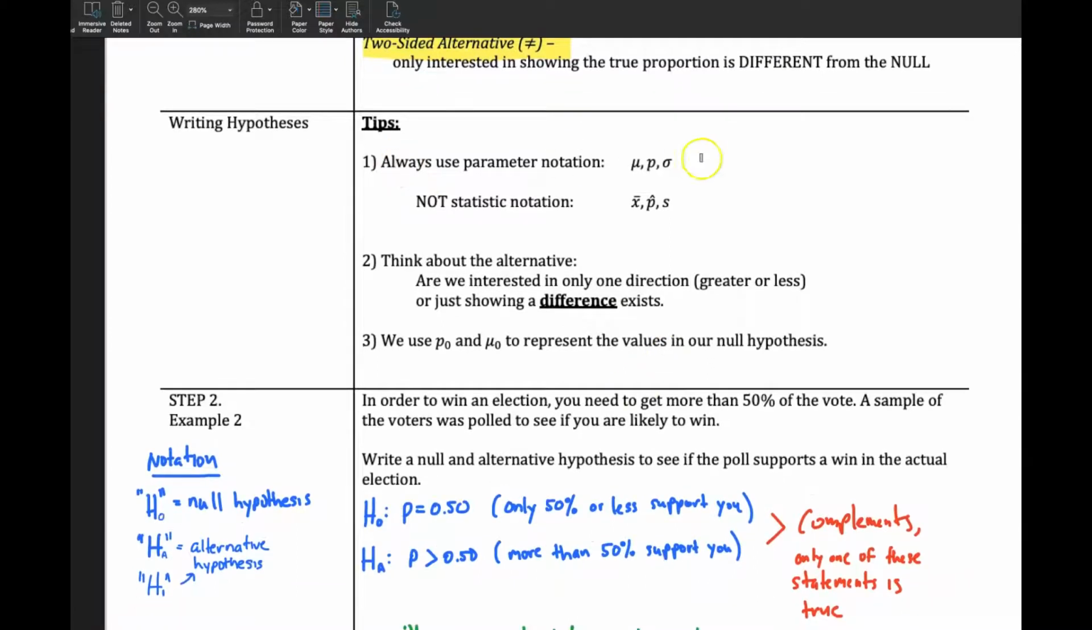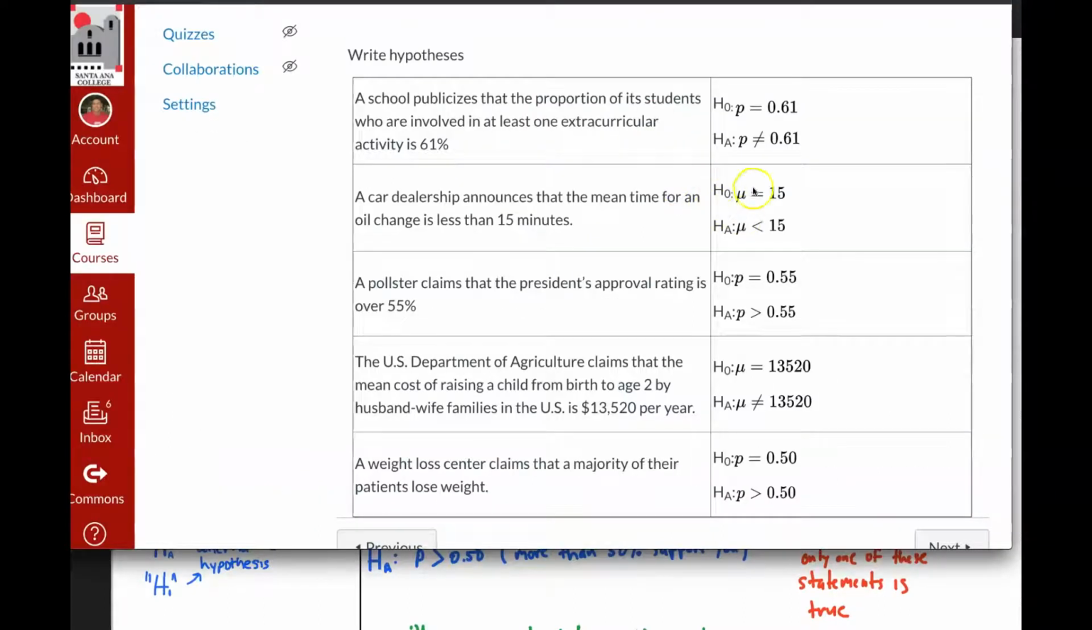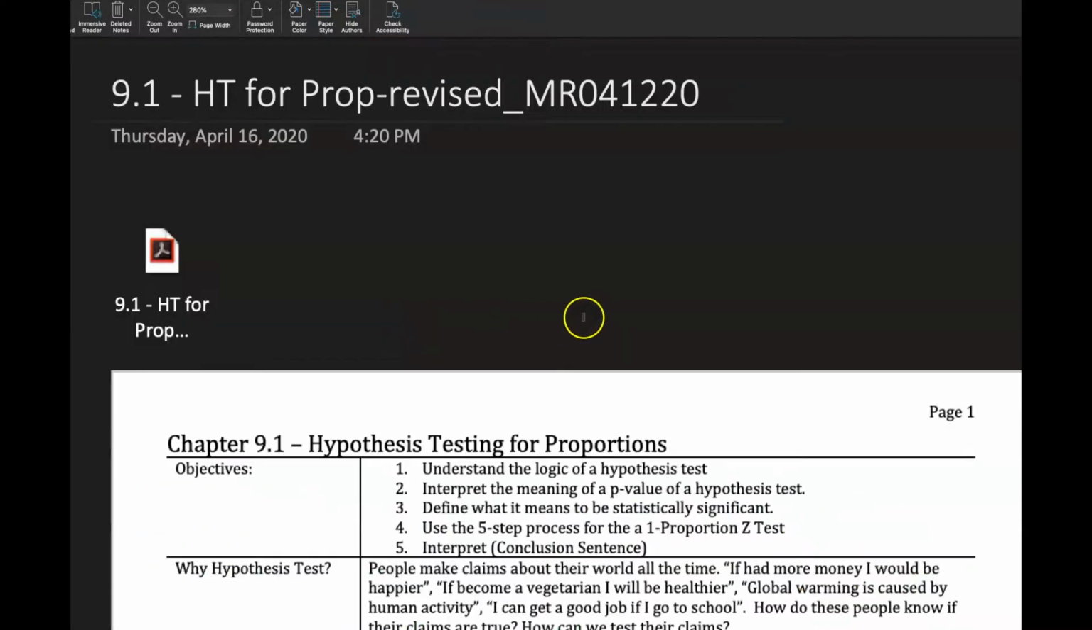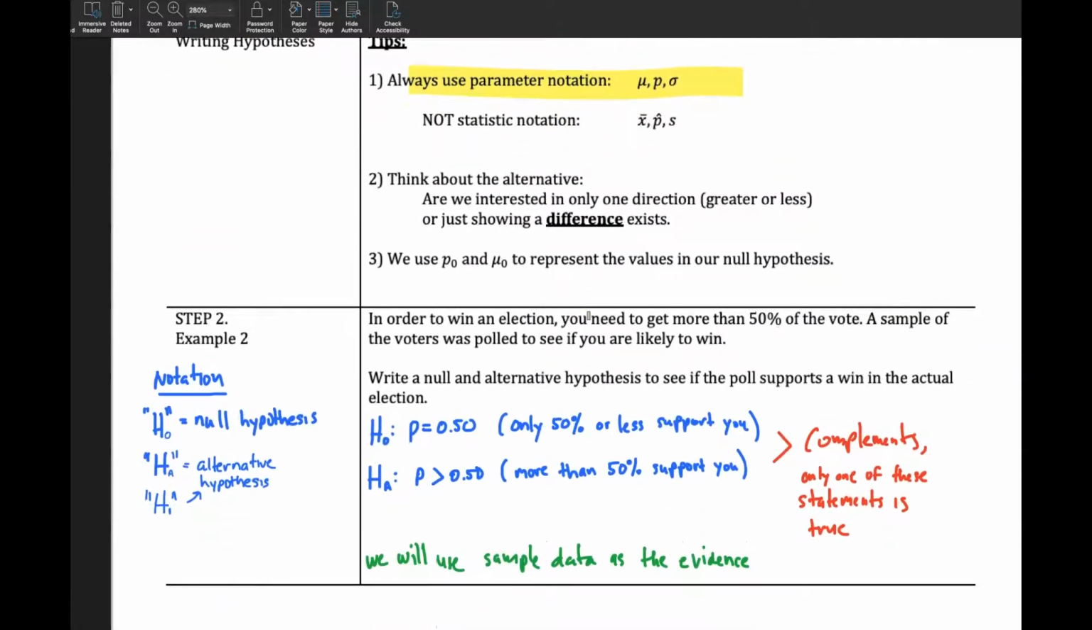When we write the hypothesis, we're always using parameter notation within the context of that. If you look carefully, mu's and p's, okay, always a parameter. We also do standard deviations, but we don't emphasize that in this class. And then for the alternative, we're interested in only one direction, greater than or less than, or just showing a difference exists, and then that would be the not equal symbol. That's what we're looking at.